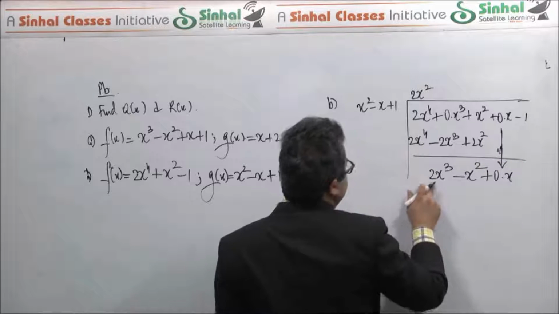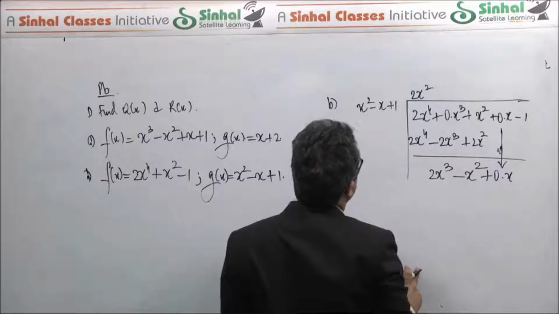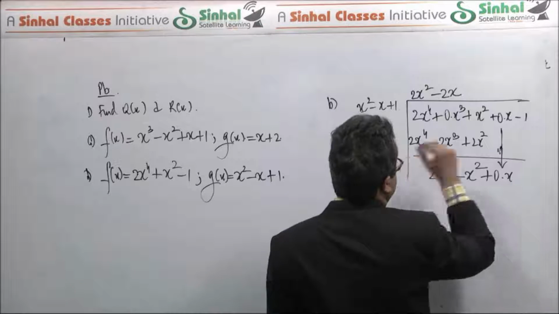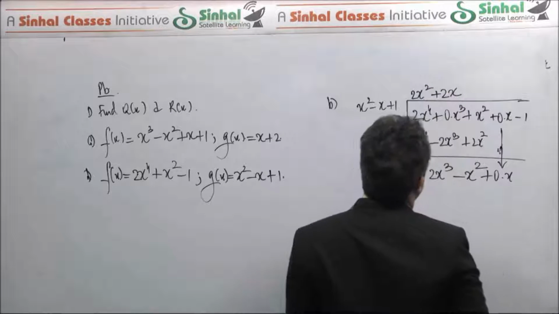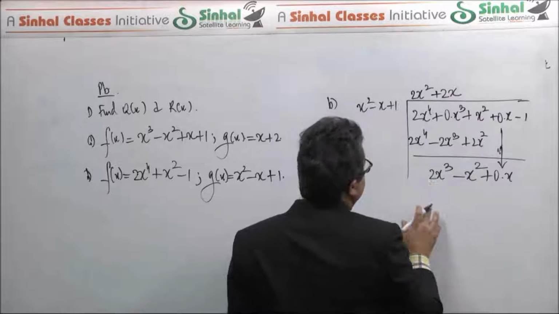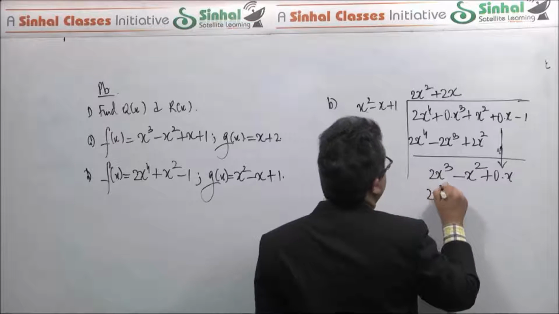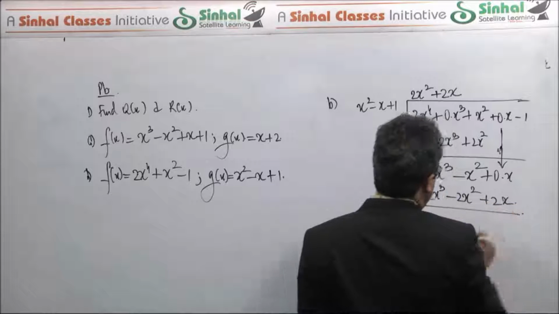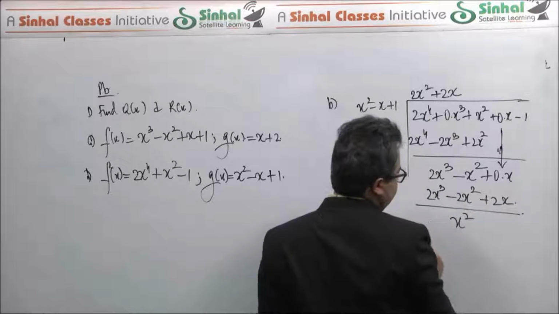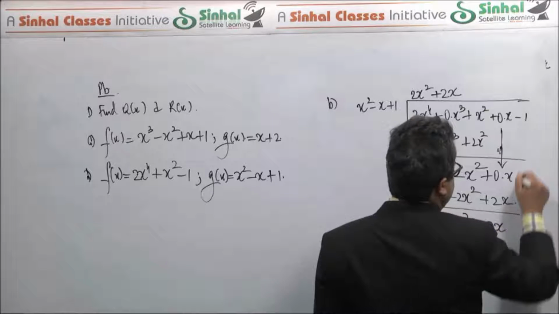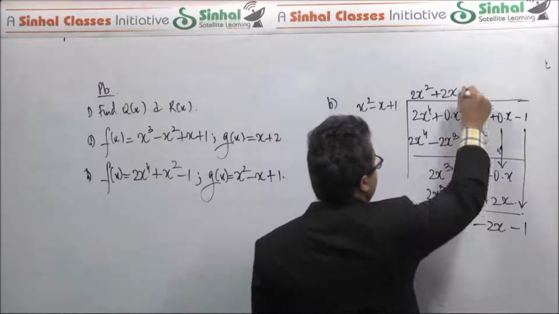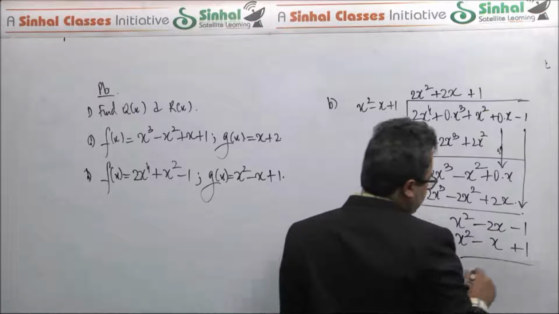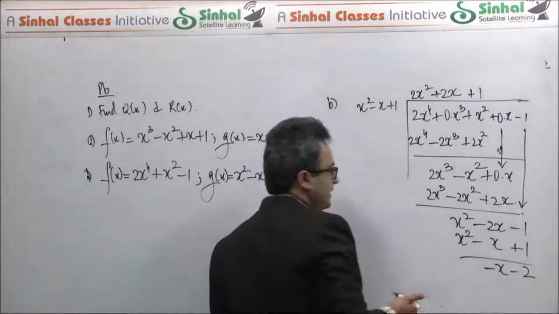Right? Again, highest degree divide, so I get a 2x, sorry, plus 2x. 2x cubed by x squared gives me 2x, so plus 2x, so 2x cubed minus 2x squared plus 2x, which again if I subtract I'll get x squared minus 2x, and the minus will come over here. Finally I have a plus 1, so that's x squared minus x plus 1, which again if I subtract I get a minus x minus 2. And of course at this stage our division will stop.